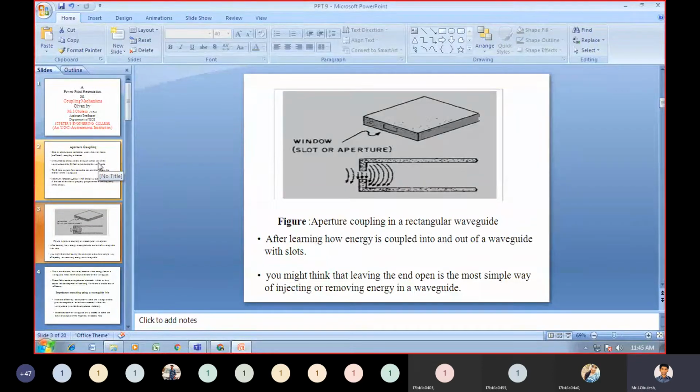This is the figure, aperture coupling. See that. So here the energy is entered with a small slot, right? So with the help of that only you are able to remove the energy. This is the electric field direction in the waveguide, the rectangular waveguide. This is the rectangular waveguide, yes or no?